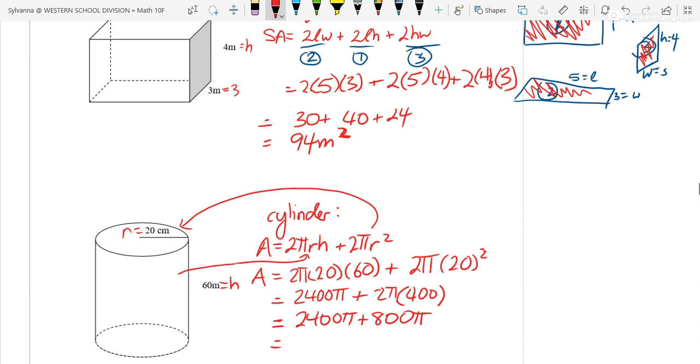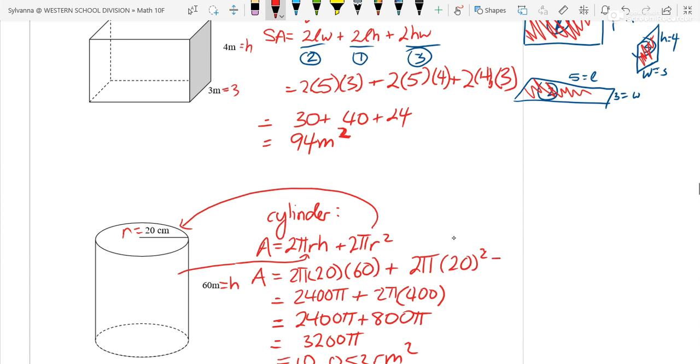Now I'm going to add them together. And when we add like terms, we just leave the pi alone. If you wanted to, you could punch it all into the calculator at once to get the answer. And you should have gotten this equivalent to 3,200 times pi. And if you were to punch that in the calculator, you would get 10,053. And this is in centimeters, so centimeters squared.